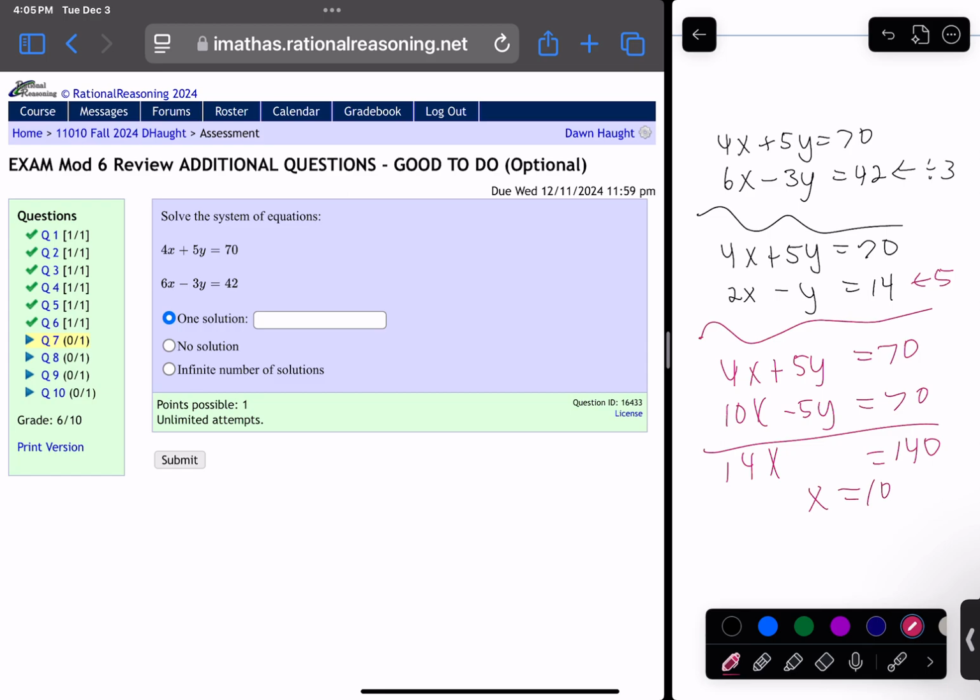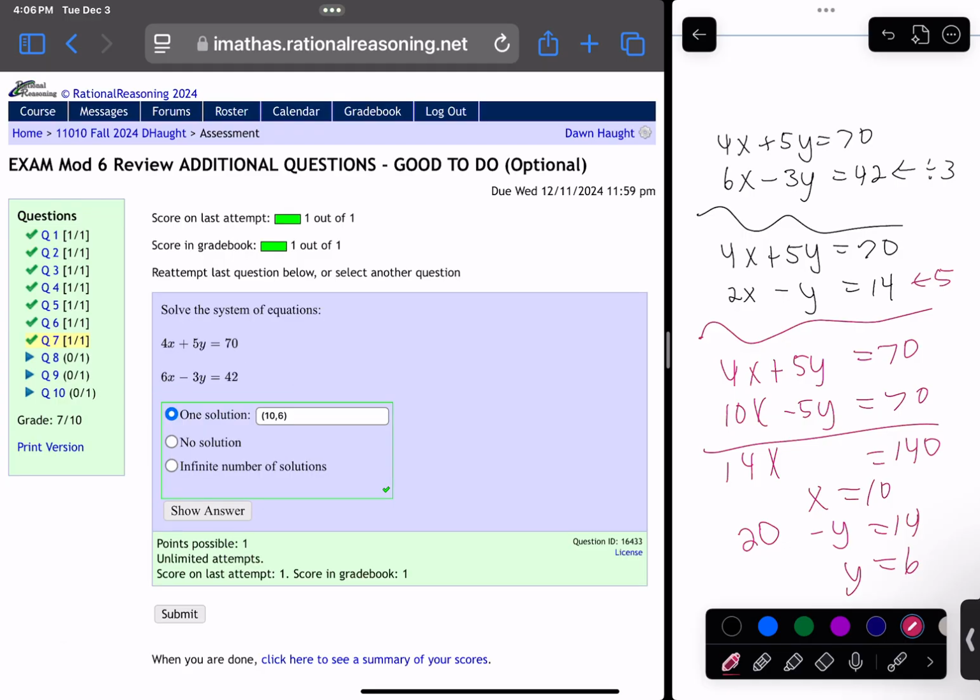And then if we plug in to any equation, I think this is a nice one, why not? We get 2x's, which is 20, minus y equals 14. So y will have to equal 6. So there's only one solution here. If we eliminated something and we ended up getting like 0 equals 0, that would be an infinite number of solutions. If we used elimination and we got some nonsense like 2 equals 4, that would be no solution. But we got one exact point, so I think we want the point form. So I'm going to put in 10, 6, and I'm going to see if iMath appreciates that or not. It liked it, and we're good.